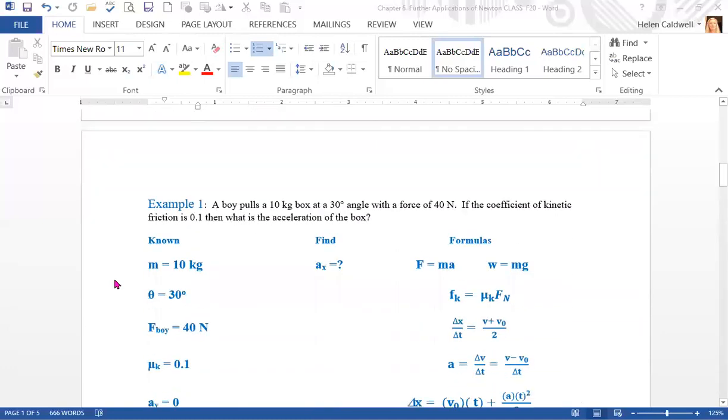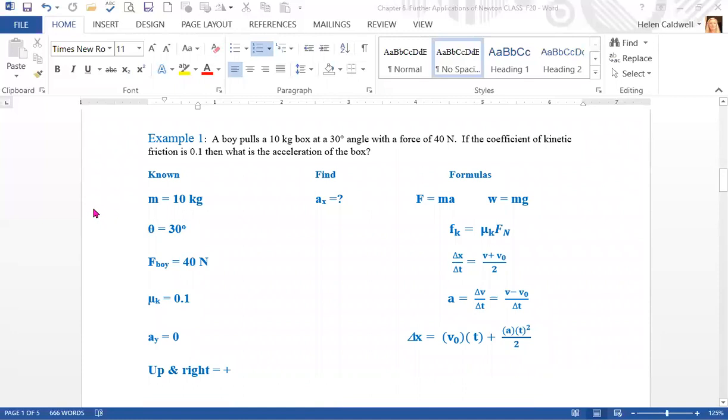So let's do an example. We have a boy and he pulls a 10-kilogram box at a 30-degree angle with a force of 40 newtons. If the coefficient of kinetic friction is 0.1, then what is the acceleration of the box? So the mass equals 10 kilograms. Theta is 30 degrees. The force of the boy is 40 newtons. Mu sub k is the coefficient of kinetic friction, and it's 0.1.